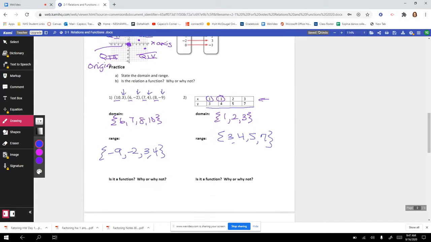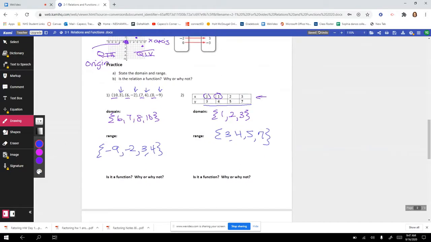Okay, now let's decide if it's a function or not. Let's look at the first one. So I have 6, 7, 8, and 10 looking up here. They're only attached to one range. So yes, this is a function. And the reason we're going to say is for every input, there is exactly one output. So that's our reason why that works.